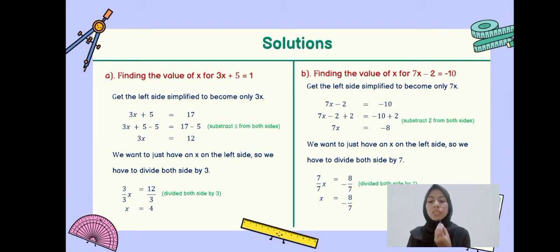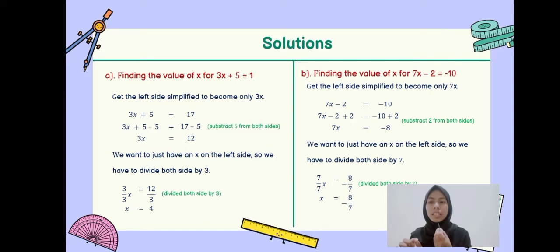Next, this is the solution of finding the value of x for the equation 3x plus 5 equals 17. So get the left side simplified to become only 3x. So what should we do? We have to find a number that we can subtract from 5 and the answer is 0, so that it will only be left 3x. So 3x plus 5 minus 5 and 17 minus 5. The left and right side must be subtracted, or must be minus by 5.